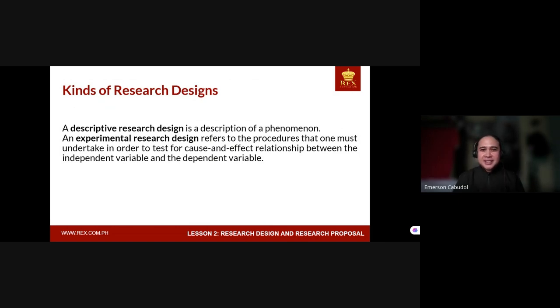Kinds of research designs. Descriptive research. This aims to accurately portray the characteristics of a particular situation, event, or group. It focuses on describing what is without manipulating variables. Experimental research is designed to establish a cause and effect relationship between variables. It involves manipulating the independent variable to observe its effect on the dependent variable while controlling other factors.